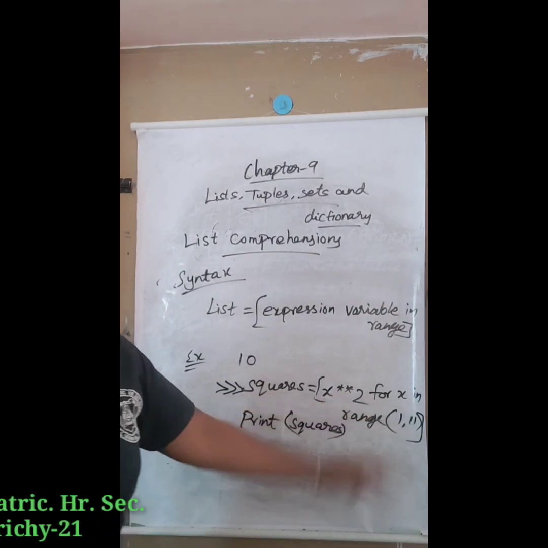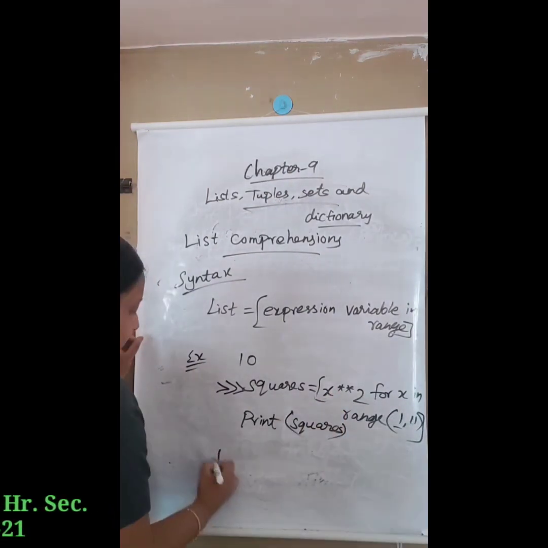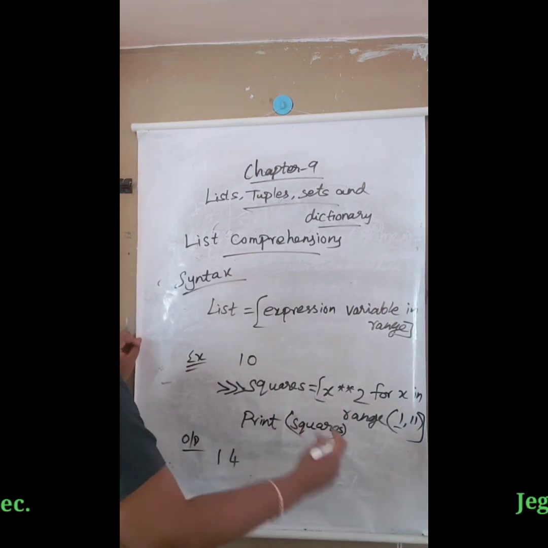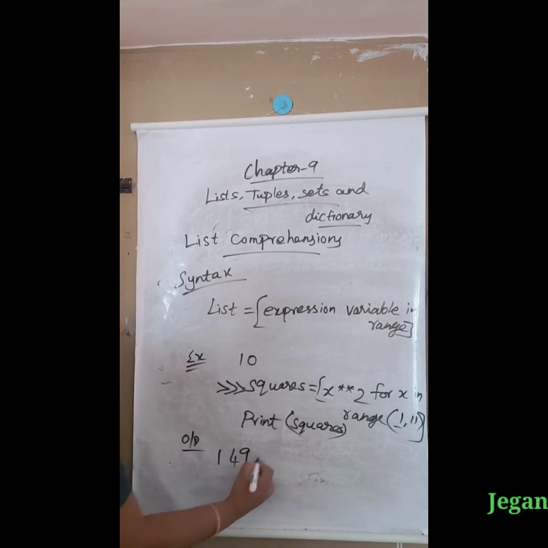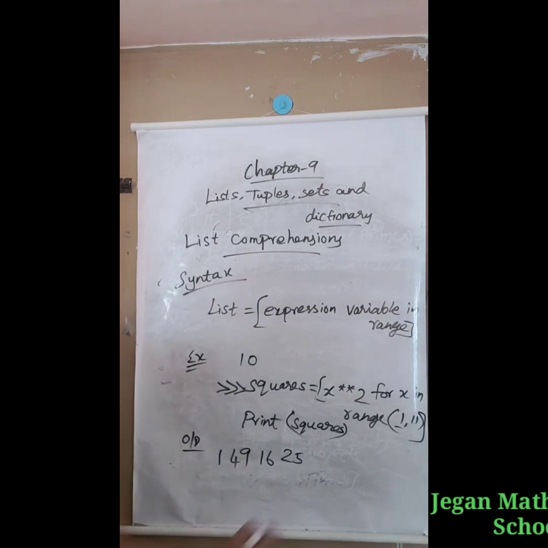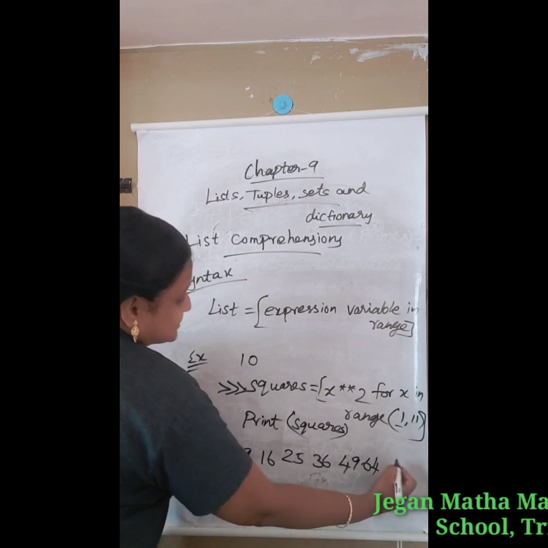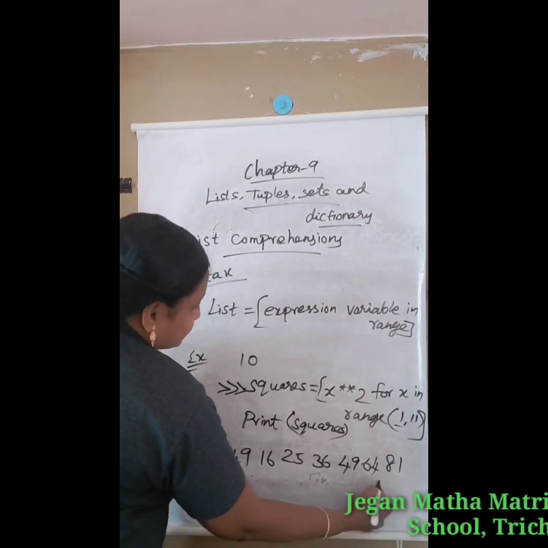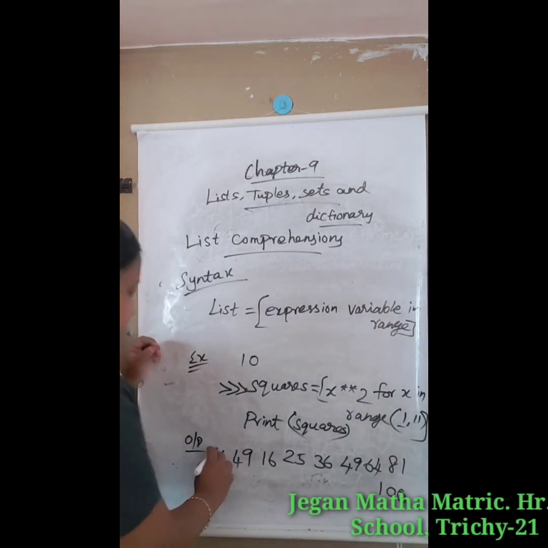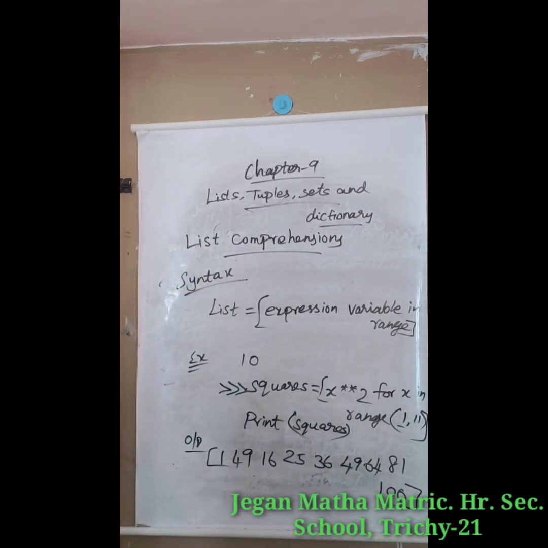So x into x. The first output is, it started with 1 into 1, that is 1. This is the output of this program. And then next, 2 2s are 4. Next, 3 3s are 9. 4 4s are 16. 5 5s are 25. 6 6s are 36. 7 7s are 49. 8 8s are 64. 9 9s are 81. And 10 10s are 100. So up to 10 it produces the result. This is the example for list comprehension.